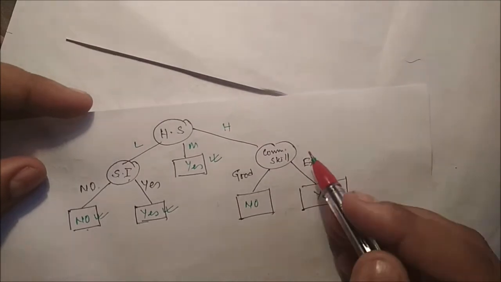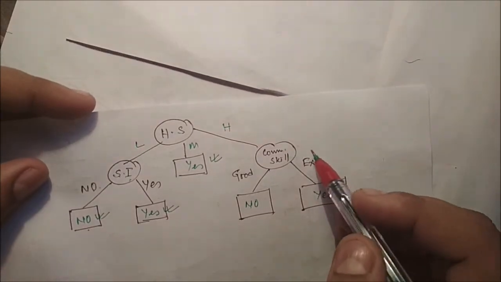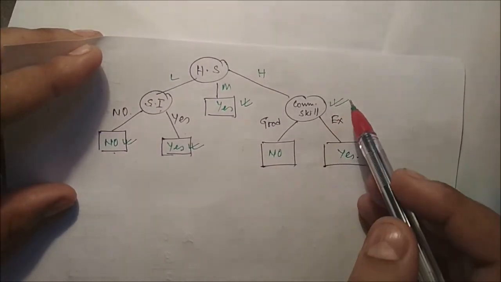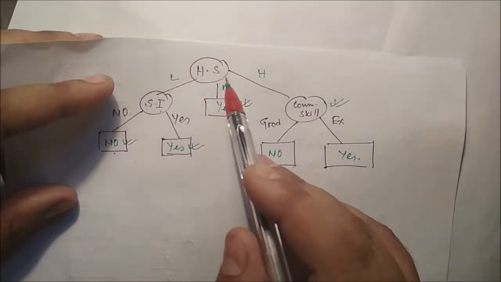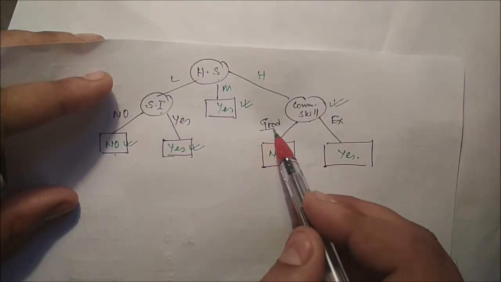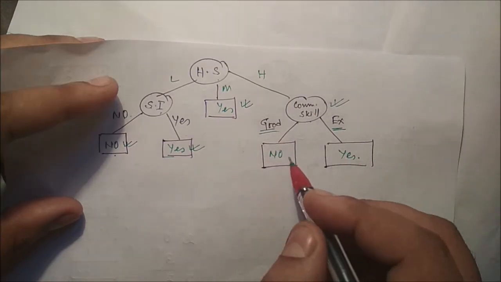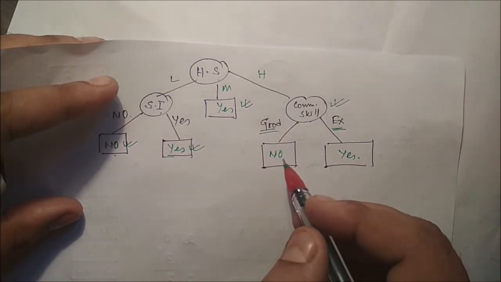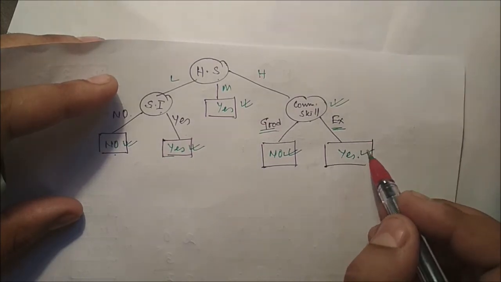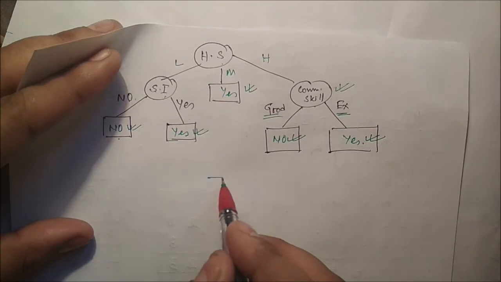We have to identify the gain for the remaining attributes: college marks, sports interest, communication skill. And we found that the gain of communication skill is higher. So after high, we put communication skill, and two parts are there, good and excellent. If it is good, all class labels belong to the same class, no. If it is excellent, all class labels belong to yes, and here it is the leaf. That is the end of this particular video. Thank you very much.